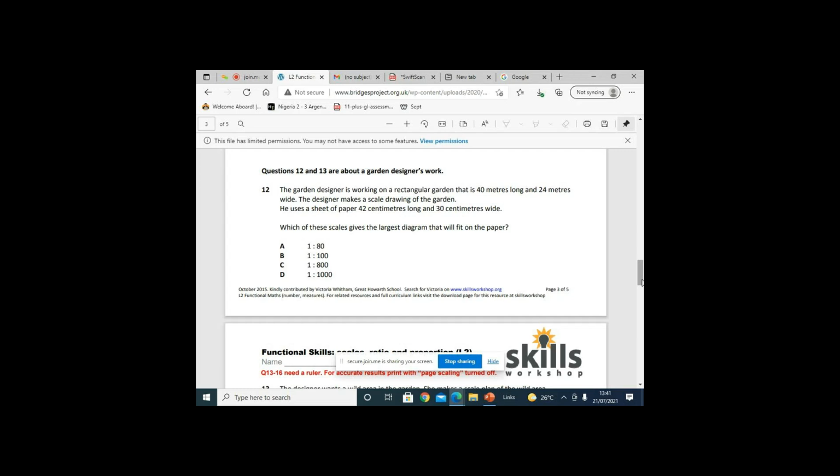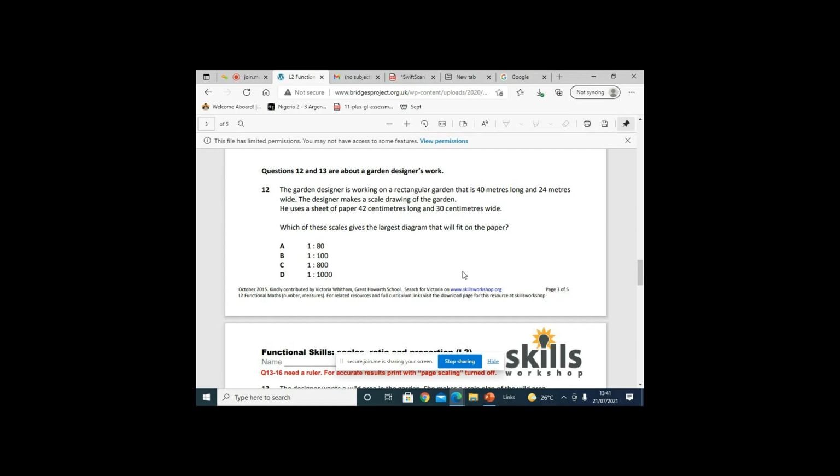Are you done? I don't know how to do it. Okay, so look at this one. Now when you say it's 40, 20, you get it now. So that means that's going to be 4,000 centimeters and 2,400 centimeters. So you want to know which scale can fit into that map now.